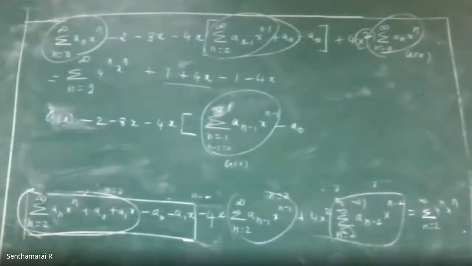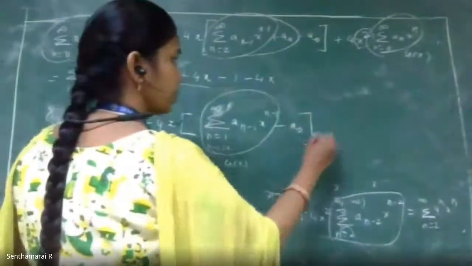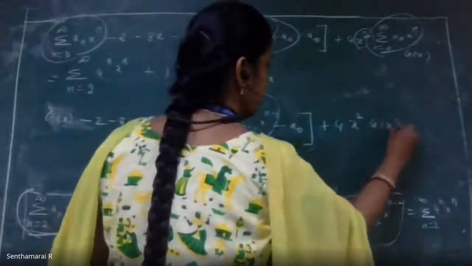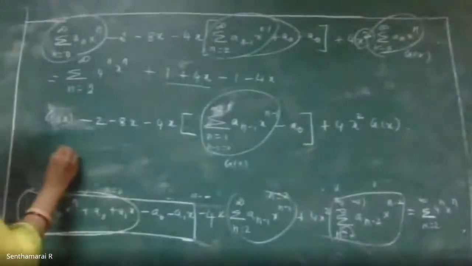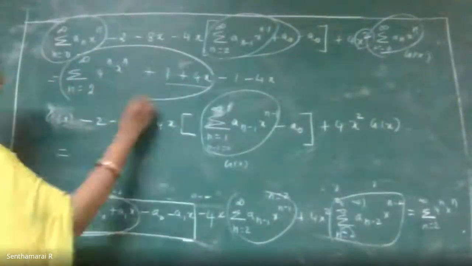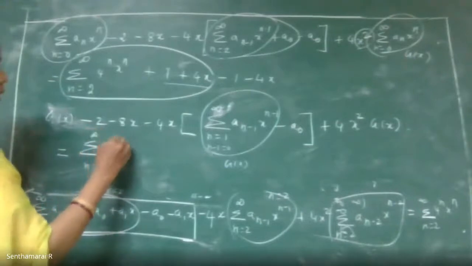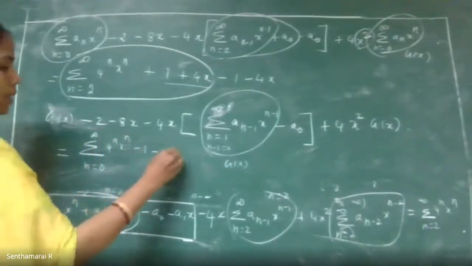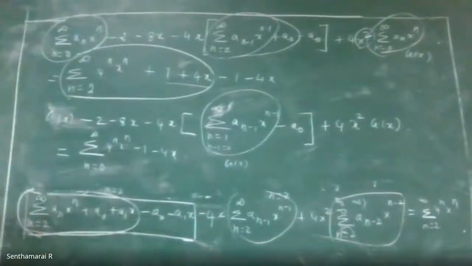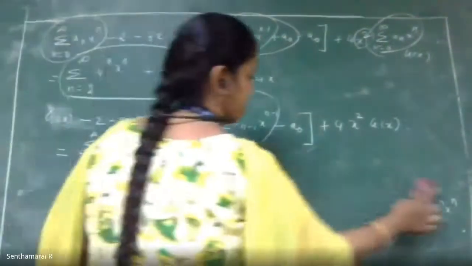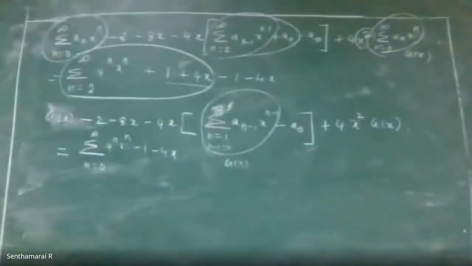Is it clear? Why I am doing the process, did you understand or not? 4x squared g of x, that is equal to, up to this point I can write, n equal to 0 to infinity 4 power n x power n minus 1 minus 4x. Is it clear? All of you? Hello? Is this clear or no?